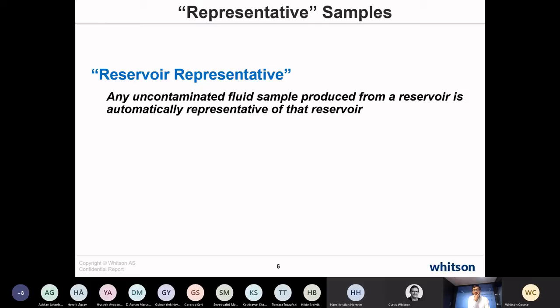So if you are producing from a reservoir, and you have depleted that reservoir quite a bit, for example, and the reservoir has gone below the saturation pressure, you have a gas cap, a free gas phase, and the oil phase producing, and your GOR is completely different than what you were producing initially. If you collect samples even at that time, those samples should be reservoir representative, because they are representative of the fluid that is present in your reservoir.